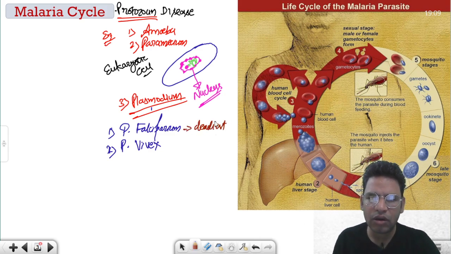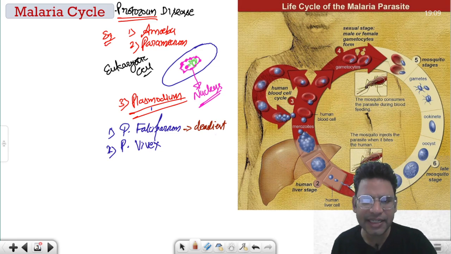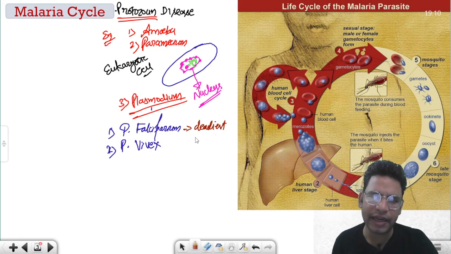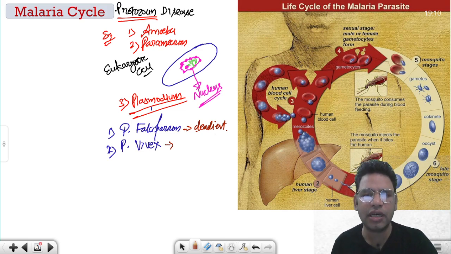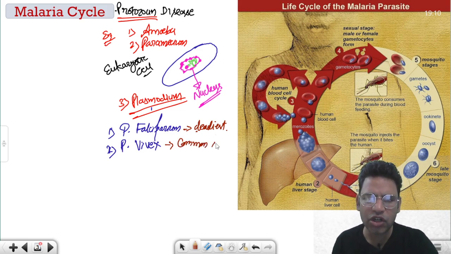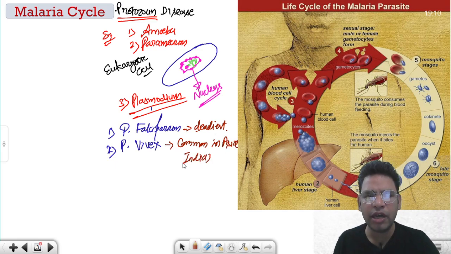Deadliest. Okay. So its cases are very severe. It causes severe malaria, and severe malaria simply means it also causes malaria of the brain, which is called cerebral malaria. This is the deadliest one. This vivax is common in Asia, common in India. At least it is not the deadliest, common in Asia, particularly if we talk about India.